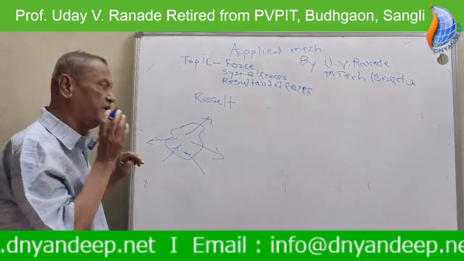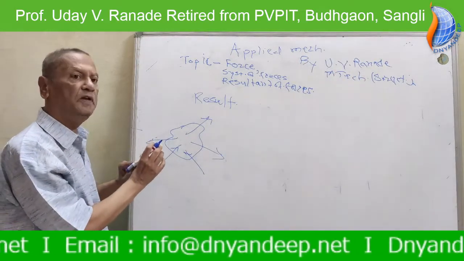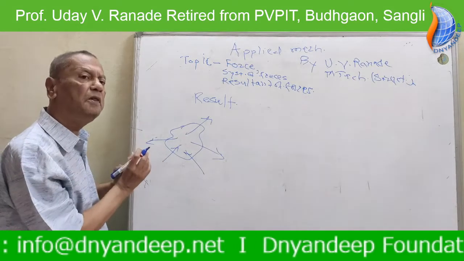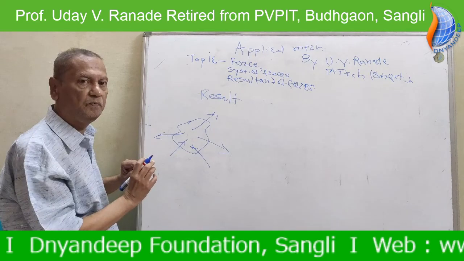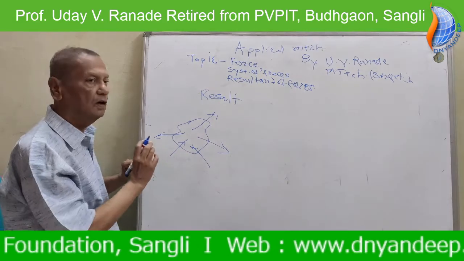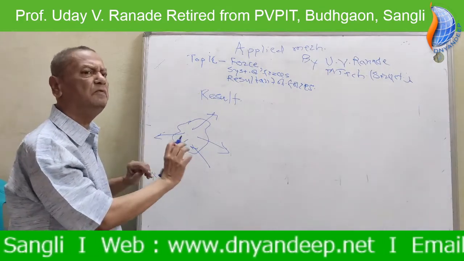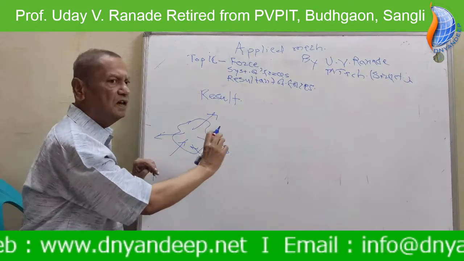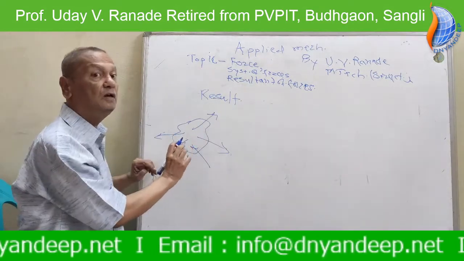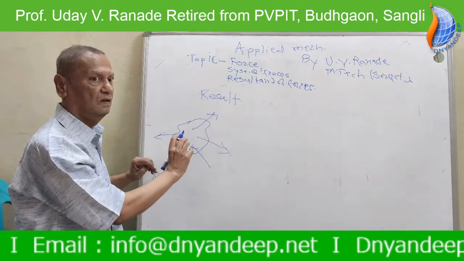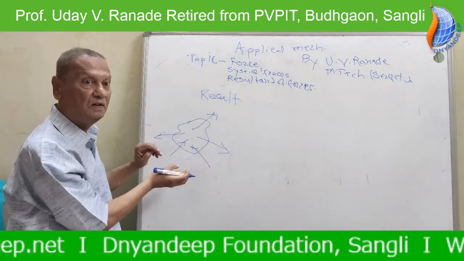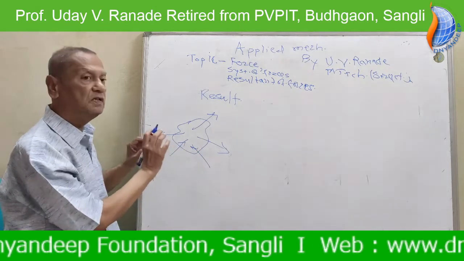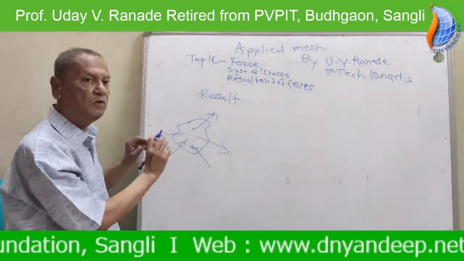Now, their effect on the body will be there. What will be the effect? Suppose a body is there. It may move in this direction, or in this, or it will have movement. Sometimes it will have rotation or whatever. So this is the effect of the system of forces.